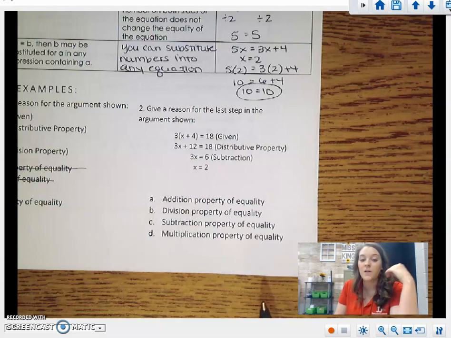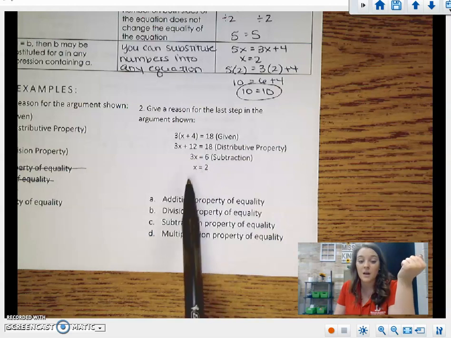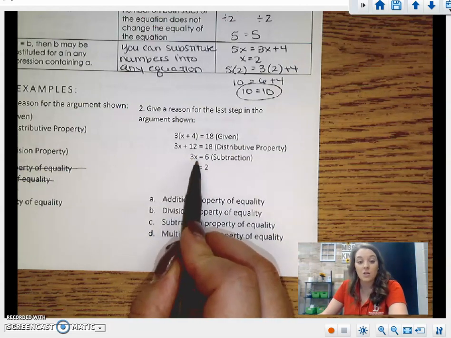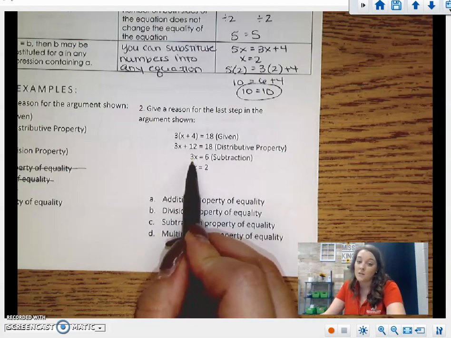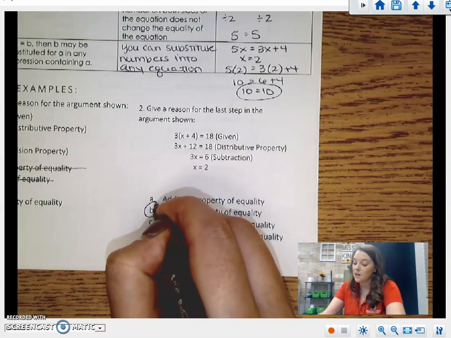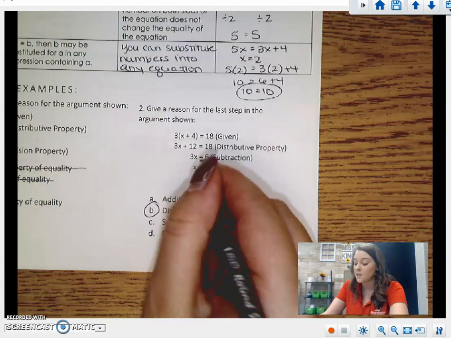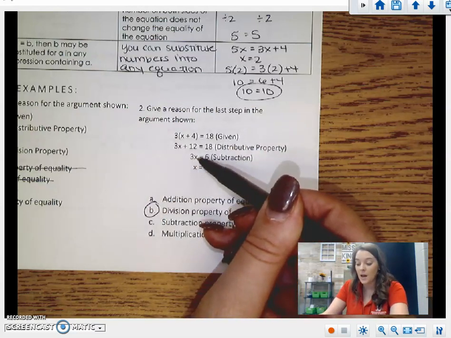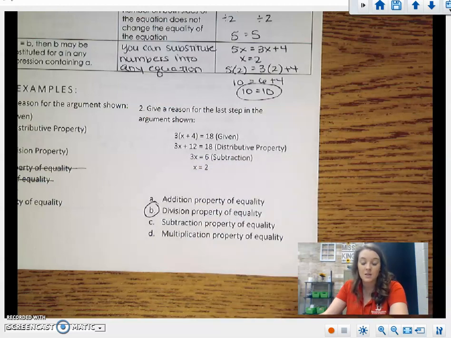So we need to figure out, did they add, subtract, multiply, or divide to get from 3x equals 6 to x equals 2? Remember that this is a 3 times x, and the only way you could get rid of multiplication is to use division. So the correct answer here is B. They didn't add to both sides, they didn't multiply, they didn't subtract. What they did is they divided both sides by 3. 3x divided by 3 is x. 6 divided by 3 is 2.